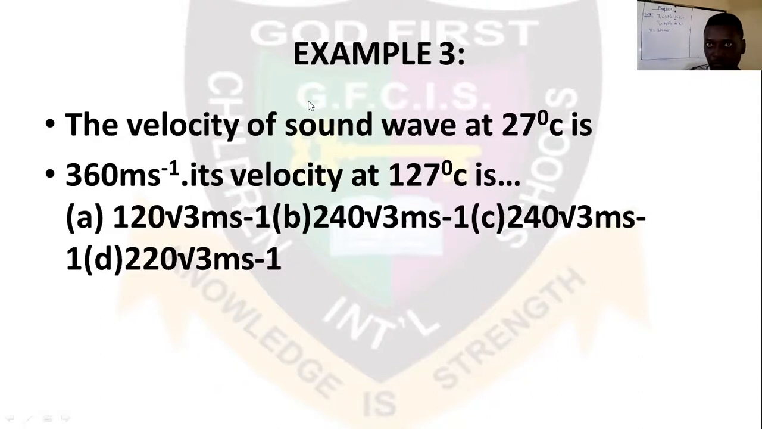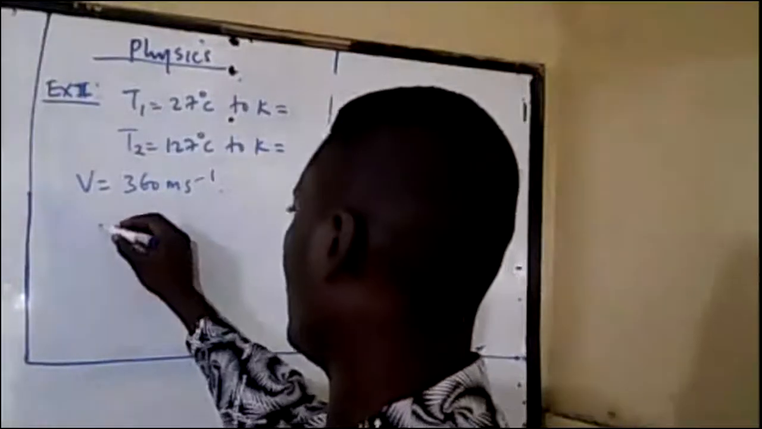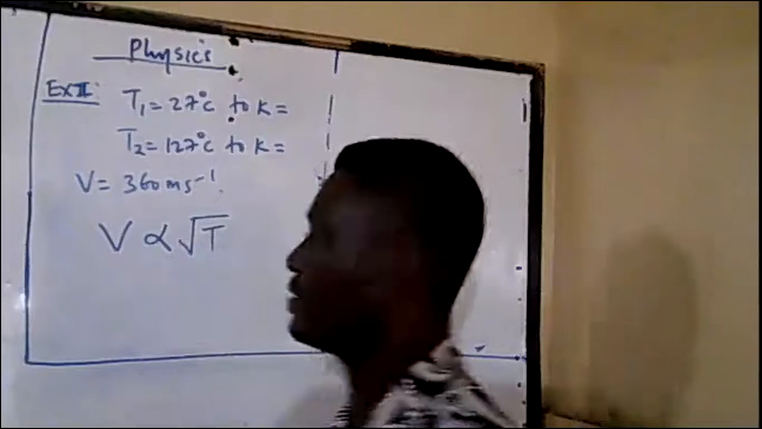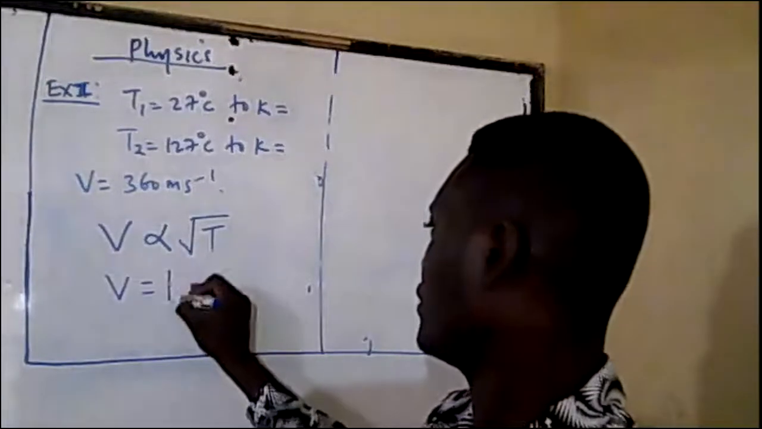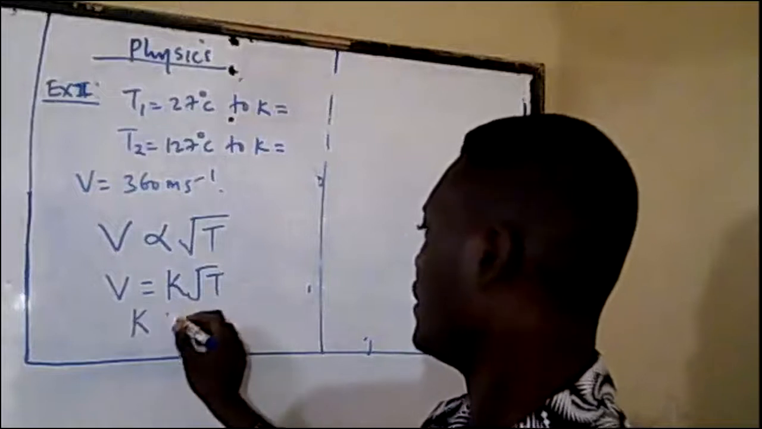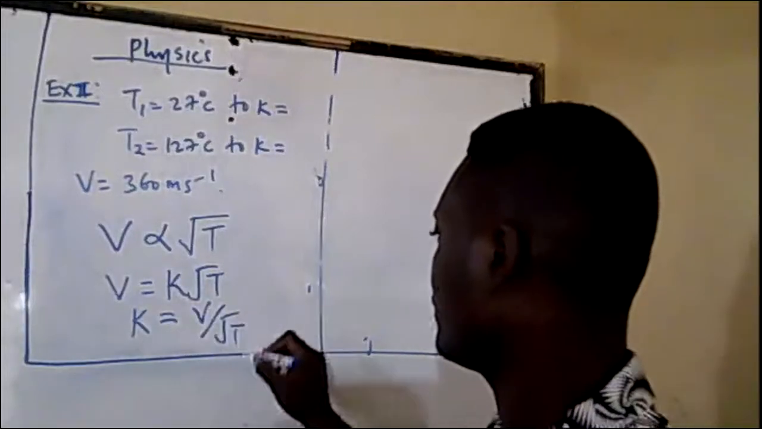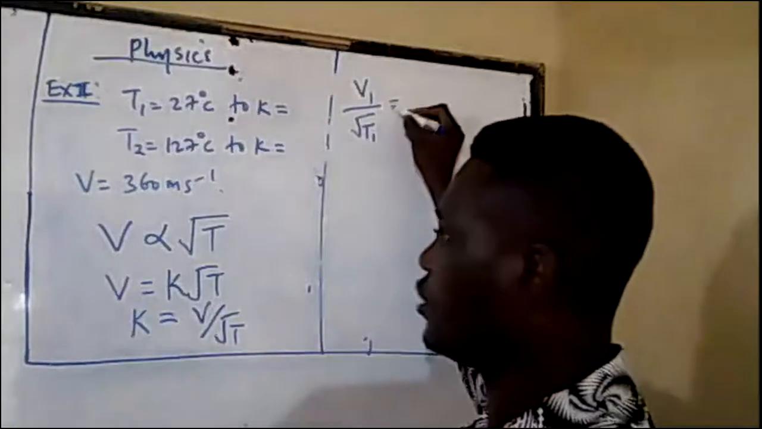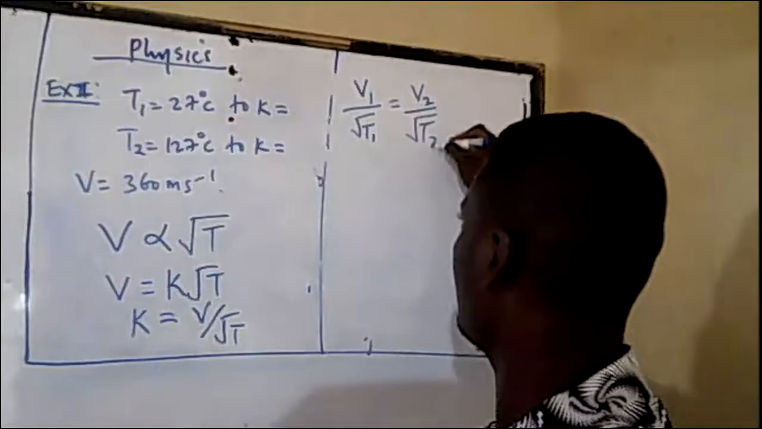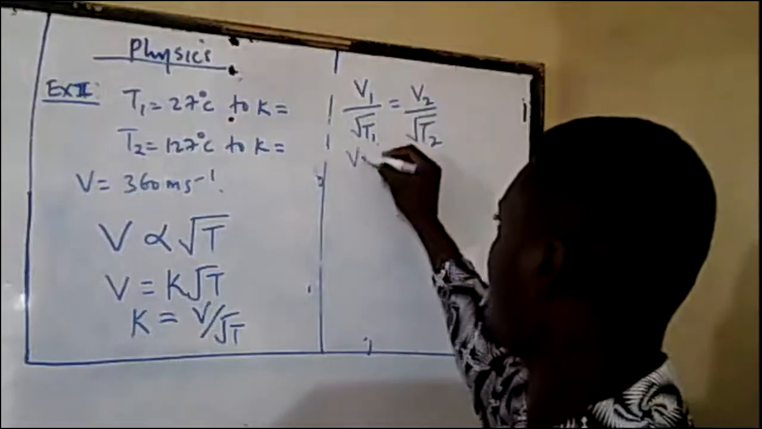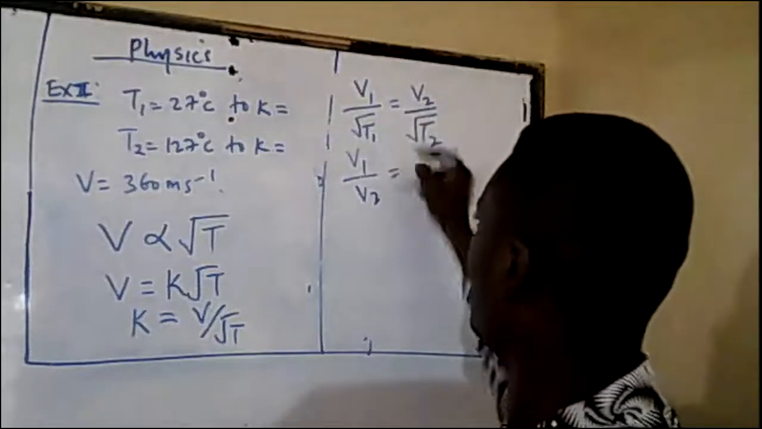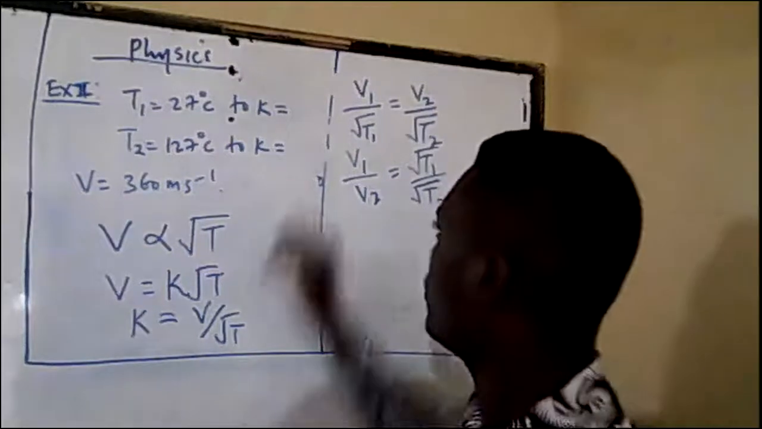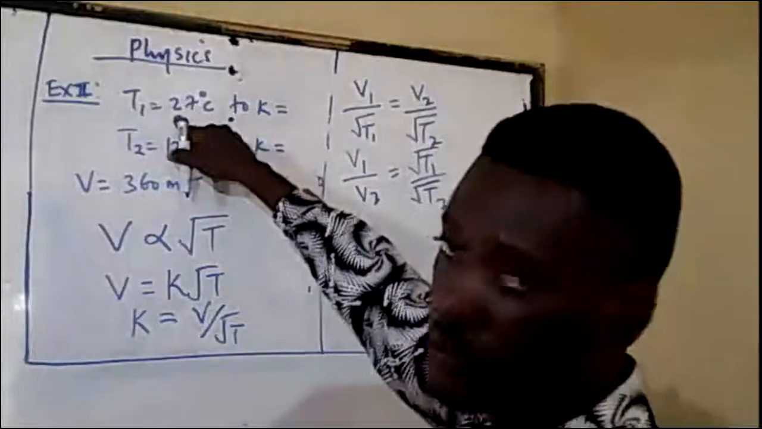Now, recall that V, the velocity or speed of sound, is directly proportional to the square root of its temperature. So V is equal to K root T. Now make K the subject of the formula, that will give us V over root T. Now, if you remove K, it therefore means you can relate V1 over root T1 equal to V2 over root T2, right? So if we interchange, that's the same as V1 over V2 becomes root T1 over root T2.